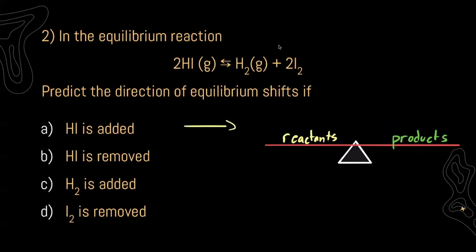If we remove hydrogen iodide, my reactant side is going to go down. So my seesaw tells me that my reaction is going to go towards my reactants. It's going to go to the left. If I add hydrogen gas, I am adding products. My seesaw is going to go towards my reactants, so my reaction is going to go to the left. Lastly, if I remove iodide, my products are going to go down. My seesaw tells me that my reaction is going to go towards my products, so my reaction is going to go to the right.